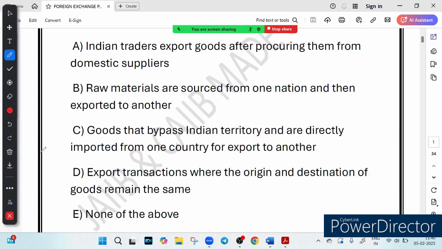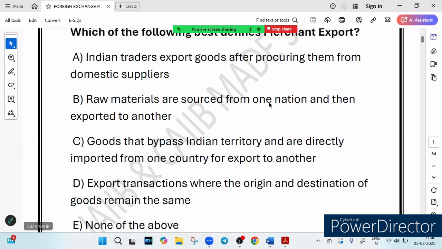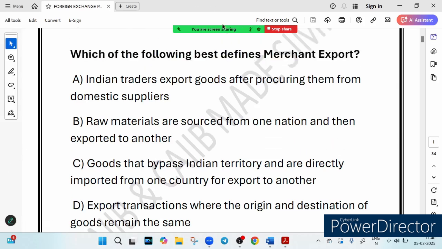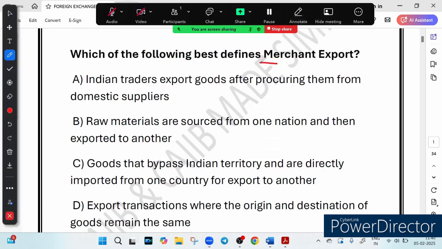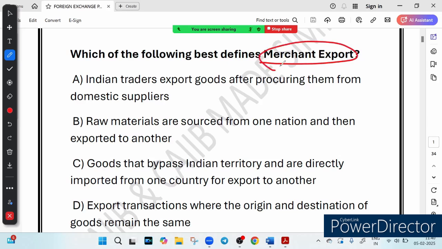So what is the key takeaway? Let's summarize what we have learned in this particular question. We have learned that when we talk about merchant export, it means we are buying from one foreign country and selling to other without good entering India, right? For example, Indian trader buy goods from China and directly sell them to the buyer in USA. The goods is not entering India. So it is first thing we learned.